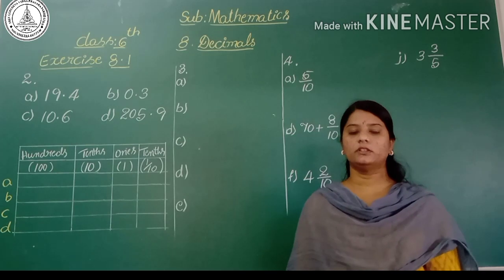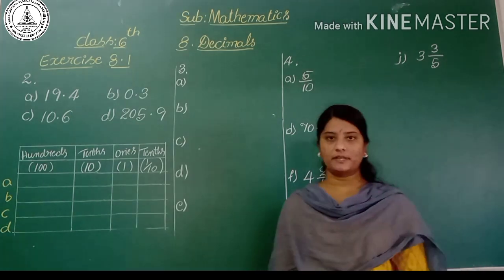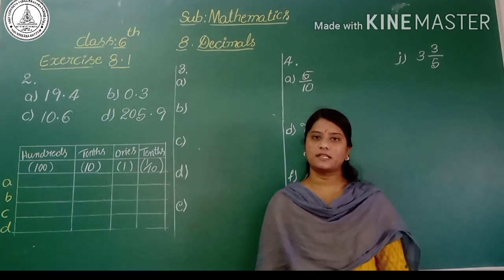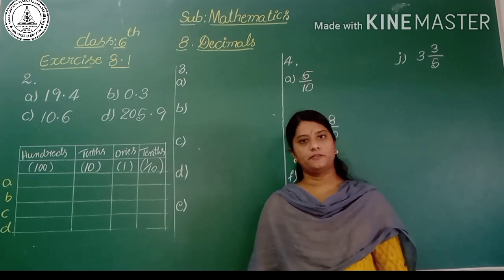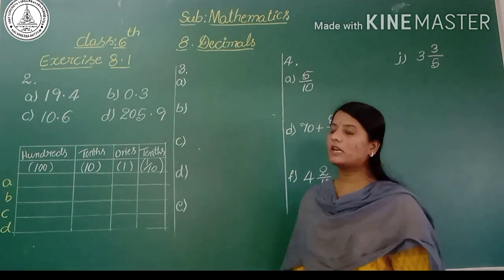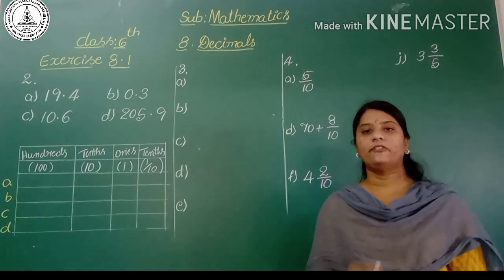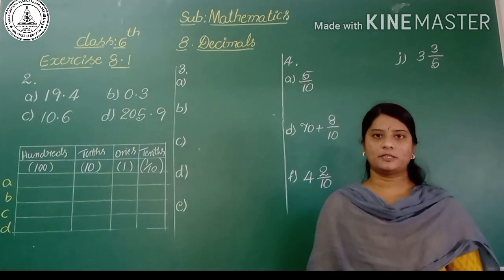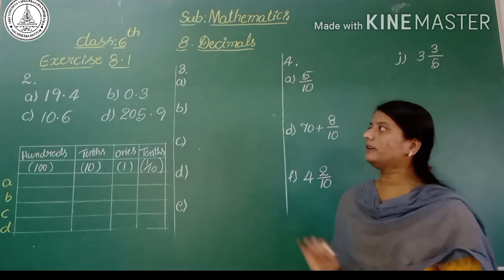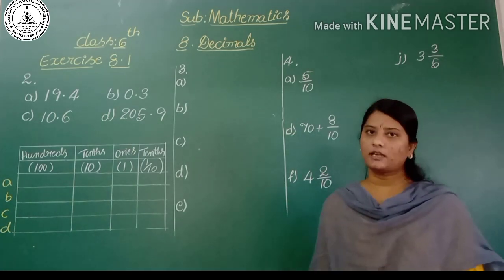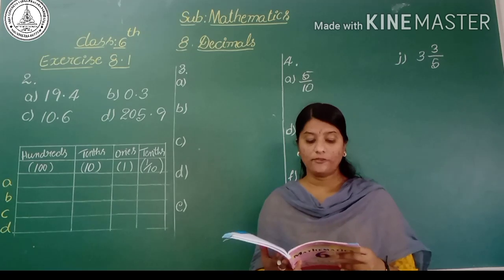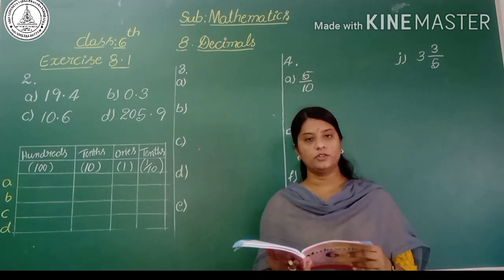Decimal numbers having the tens place, how to represent them on a number line, and how to write a fraction as a decimal and a decimal as a fraction. In this class we are going to solve exercise 8.1. The first way you can do it in the textbook. Then I will do the second way, that is, write the following decimals in the place value table.